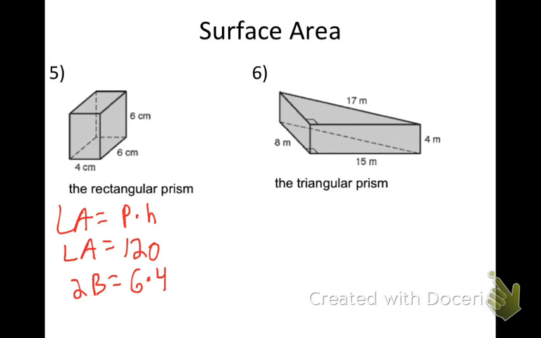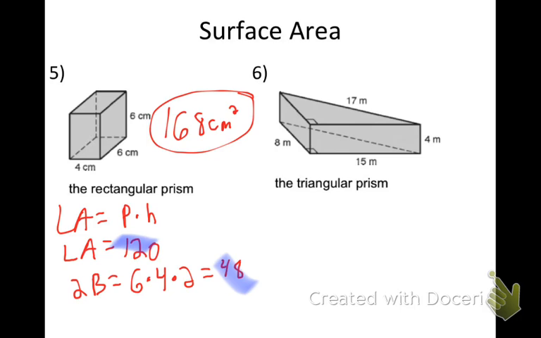6 times 4 times 2, because there's 2 bases. And you get a base area of 48. Now what am I going to do with 120 and 48, Caitlin? Add them and I get 168 centimeters squared. Nice job.